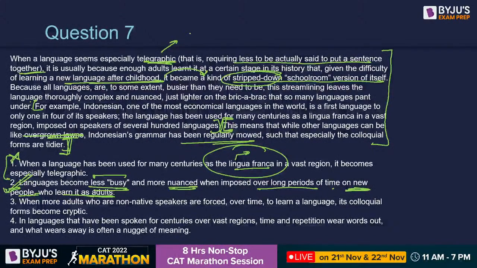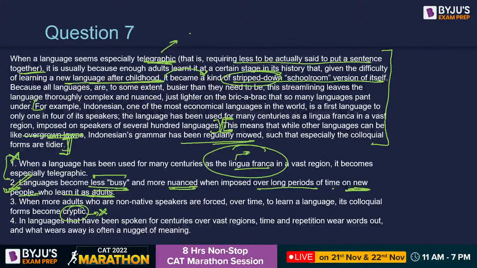Coming to 3 and 4. 3 is right away incorrect because it talks about it becoming cryptic. What is cryptic? When I encrypt something, I actually codify it. So something that is cryptic is not clear. So we are not saying that it is cryptic, it is not clear. Its colloquial forms become unclear. So that is not the point at all.